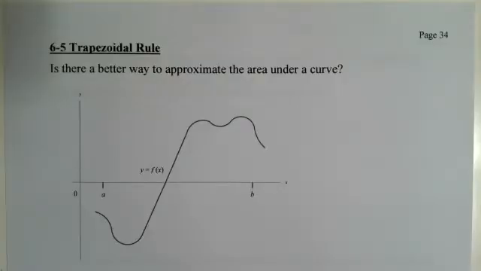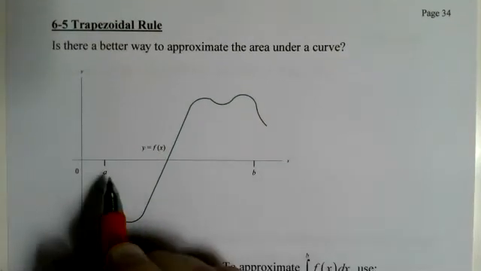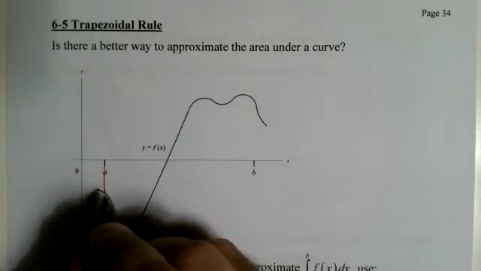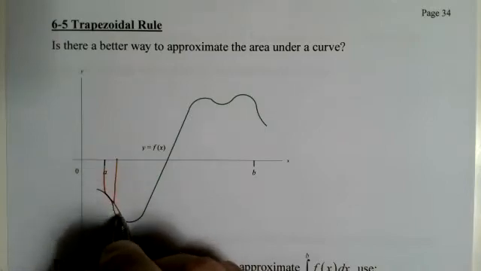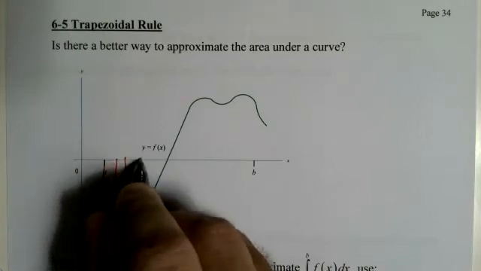6.5 Trapezoidal Rule. So is there a better way to approximate the area under a curve? Definitely yes. Those squares leave so much to be desired. So they said, hey, what if we made a trapezoid? Now, here's the question you should be asking: who cares? Why are you coming up with another way? We know how to do this precisely.